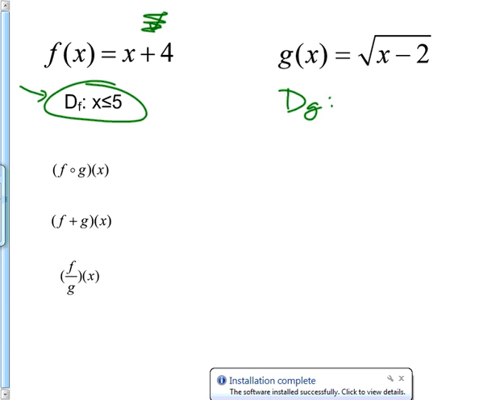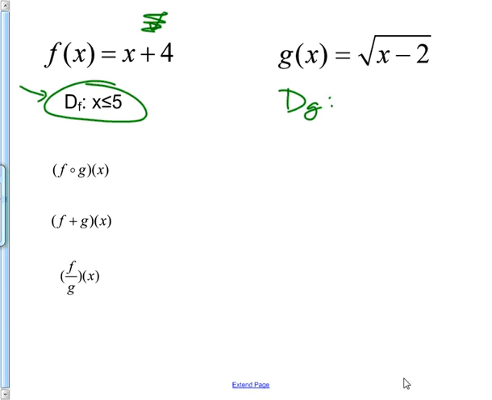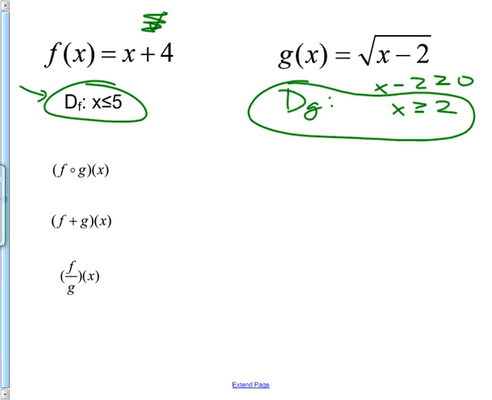So did you say that x minus 2 had to be greater than or equal to 0, so x has to be greater than or equal to 2? Good, that's what you should have said. Okay, so there's your domain of g. I got my two domains now.